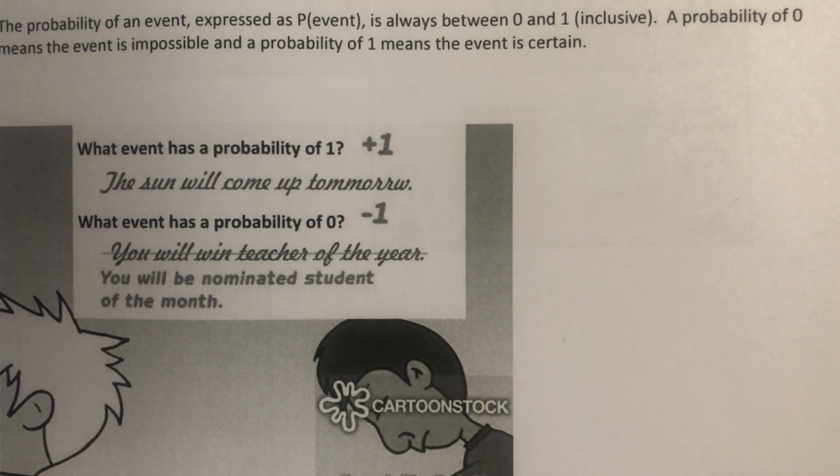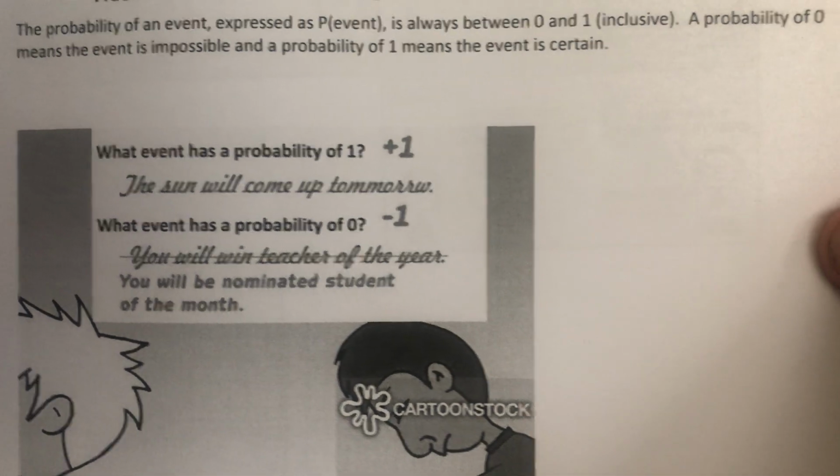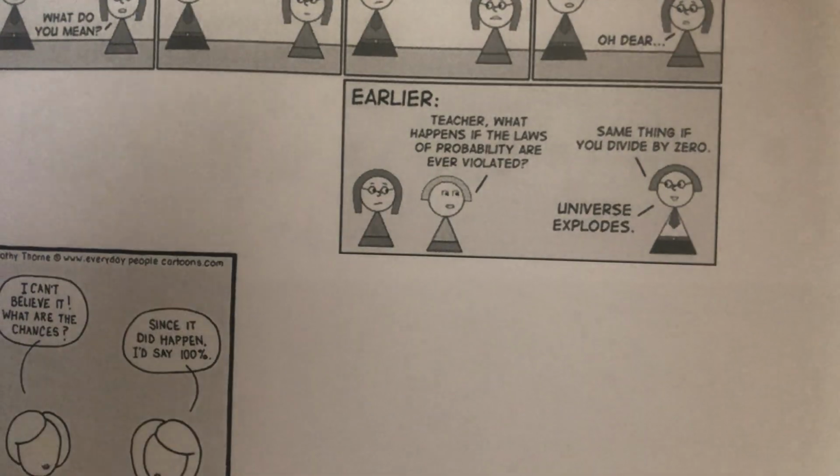So something that has a probability of 1: the sun will come up tomorrow. Got him a point. Something with probability 0 is you will win Teacher of the Year. And kind of sarcastic teacher, he's not getting Student of the Month either. 0% chance of that happening now.